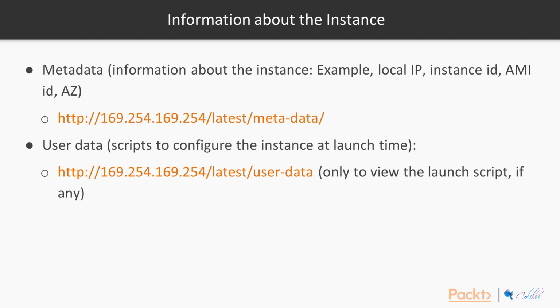And you would find that information out by going directly on your instance to http://169.254.169.254/latest/meta-data/. And there is the concept of user data. Think about it as scripts to configure the instance only at launch time. And to actually retrieve the script that you've used beforehand, you would go to http://169.254.169.254/latest/user-data, but you would only be able to view the launch script if you have one. Otherwise, it's going to return nothing to you.